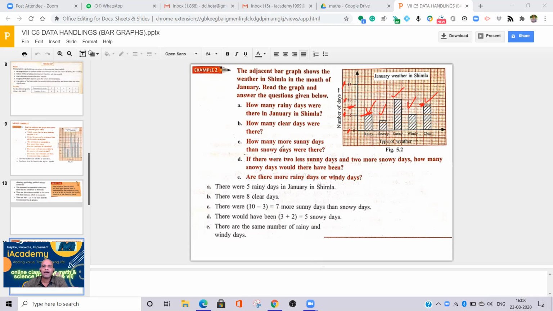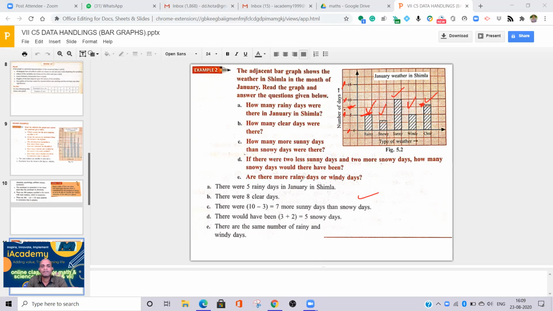Okay. Next, how many more sunny days than snowy days? Sunny and snowy. You see, how many more means you have to take the difference. How much is that? Sunny days is 10, and snowy days is 3. Then you have to take the difference and you get the answer right here.